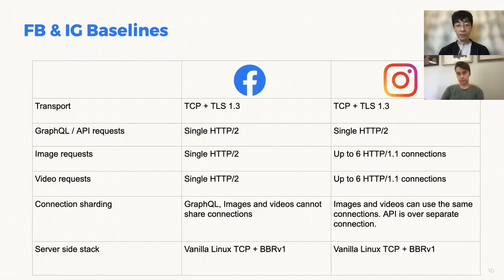So for the Facebook app, graph, image, and video all go through separate connections. And on the Instagram side, image and video can potentially go through the same connection. On the server side, we just use the standard Linux TCP stack. The congestion control we use is version 1 of BBR.